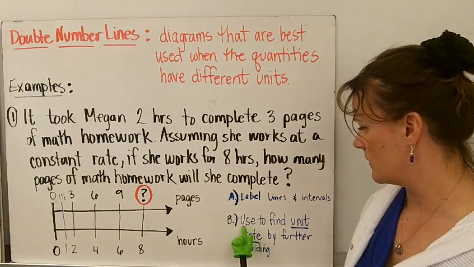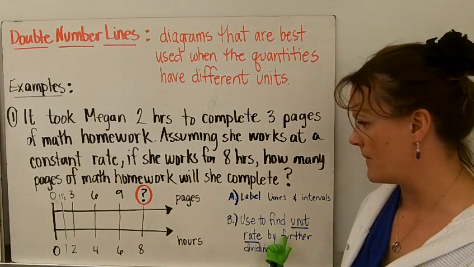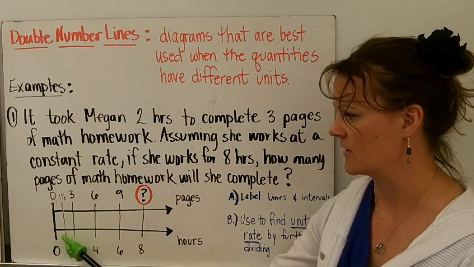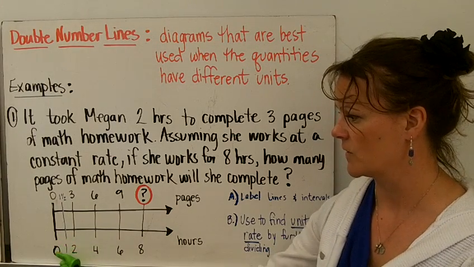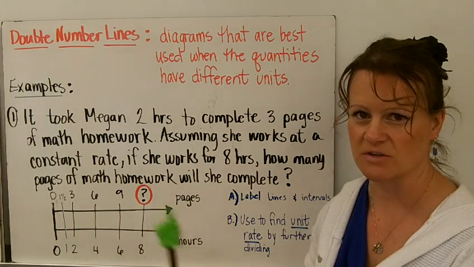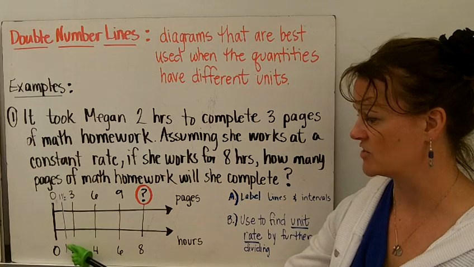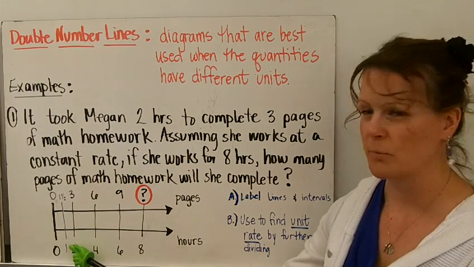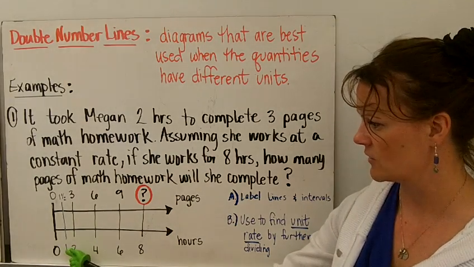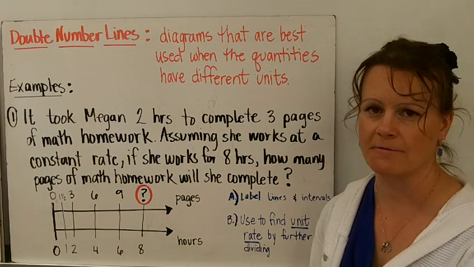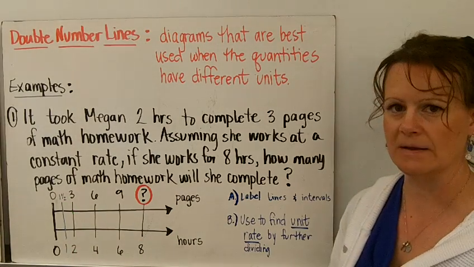The other useful thing with double number lines is then you can use them to find your unit rates. So that's what I'm adding to this here. I can then further divide my intervals here. So my interval between 0 and 2, I can add a 1, which is what our unit rate is: how many pages per 1 hour. Per means per 1, of course. So my 1 hour, I would get 1.5 pages of homework completed.